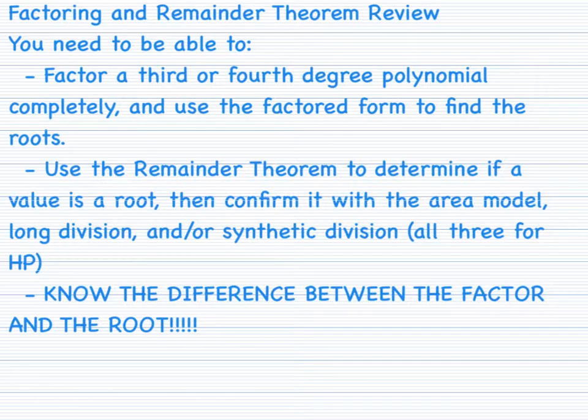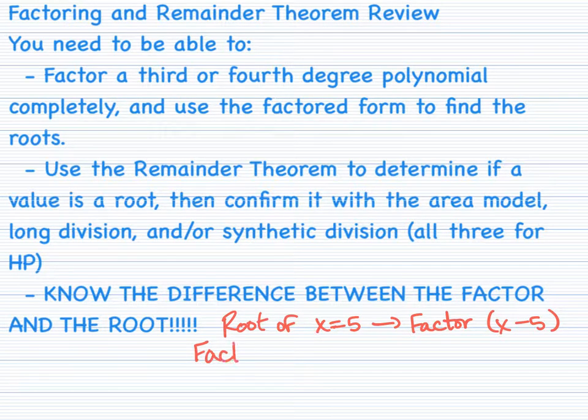So for example, if something has a root of x equals 5, then the factor needs to be x minus 5. On the other hand, if I have a factor of 2x plus 3, then my root, and you can look at that in terms of parentheses, is not negative 3. A lot of people made that mistake on the test.